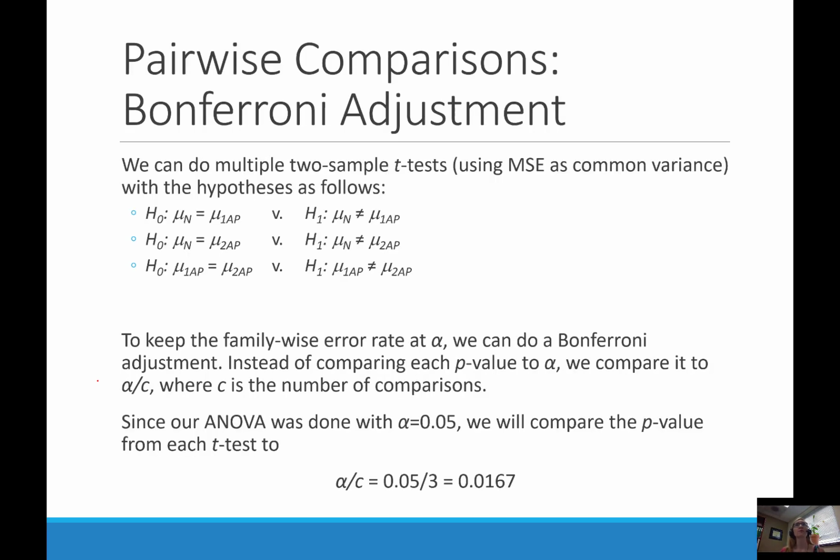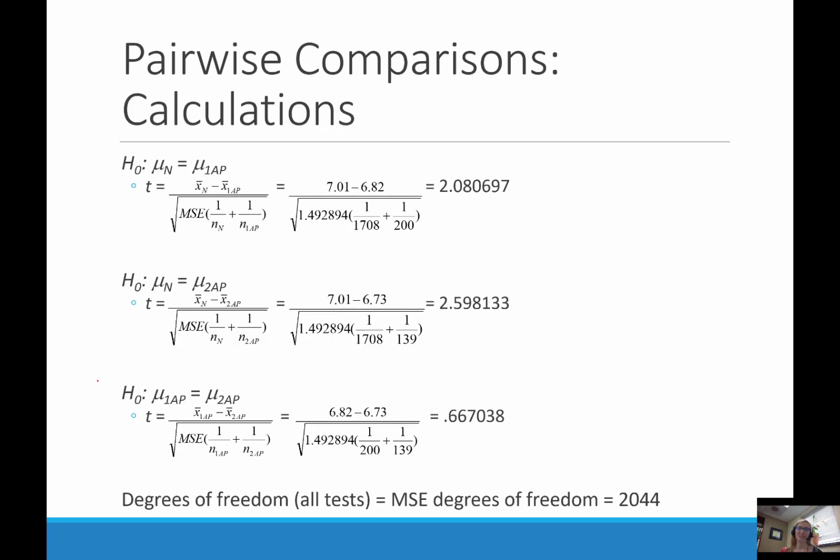In this example, we have 3 t-tests, assuming MSE is common variance, to perform. We compare the p-values from each test to the Bonferroni adjusted significance level of 0.05 divided by 3, which is 0.0167. Now, don't get scared by all these numbers. In Concept Practice 8, I've calculated these for you. However, I wanted to show you where the numbers come from.